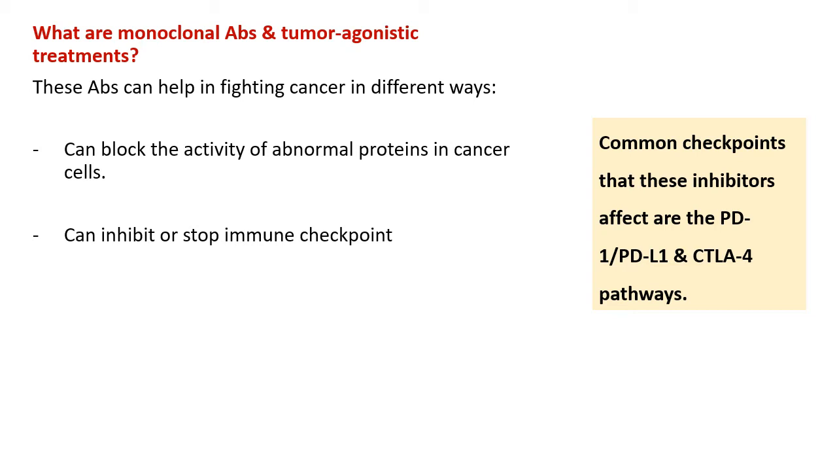The checkpoint inhibitors prevent cancer cells from stopping immune system activation and in turn amplify the immune system in destroying cancer cells. We have common checkpoints that these inhibitors affect, the targets of these inhibitors. For example, PD-1 ligand 1 and CTLA-4 pathways: they work on them as targets and inhibit them, so they don't affect the immune response. The immune response stays aggressive to fight the cancer cells and destroy them. This is the case.